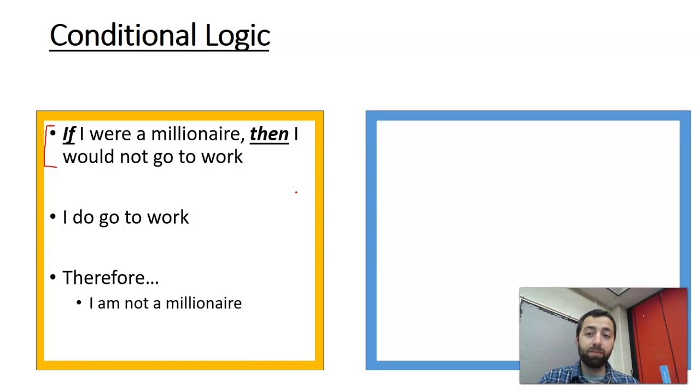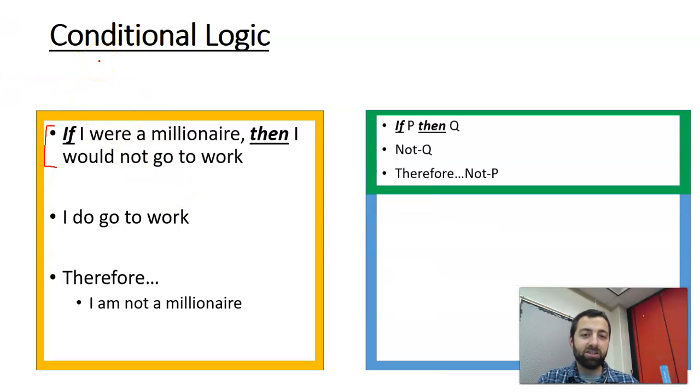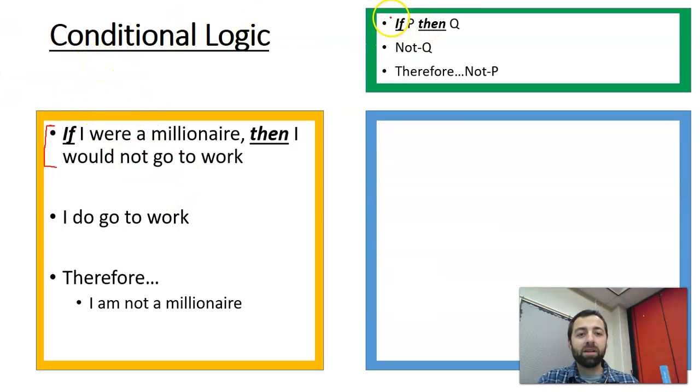So this is just a basic syllogism in conditional logic. It takes the form of this. If we assume this statement is true, that if P is true, then Q is true, and yet we know that Q is not true, then we therefore know that P can't be true as well.